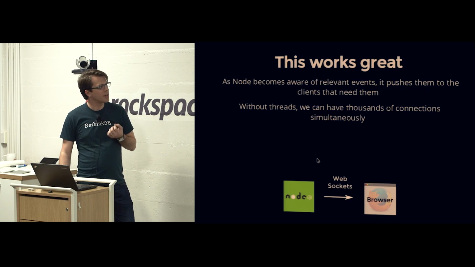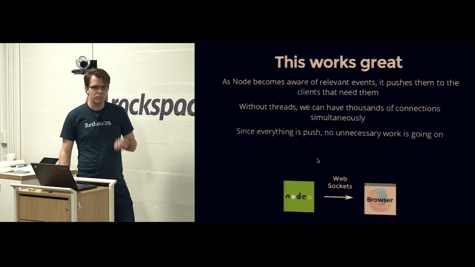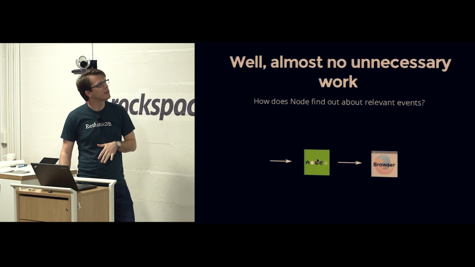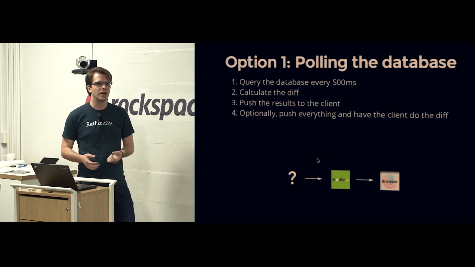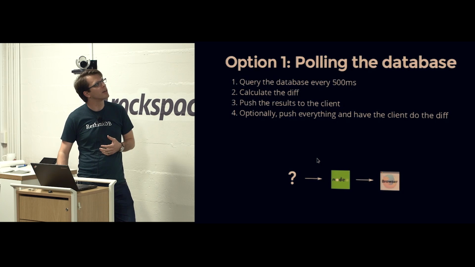We get to push stuff. We don't have to have thousands of threads. We can have mostly idle connections to the Node server, and you're not going to have any problems scaling. But if you want to get push to Node, how does Node get pushed information? Otherwise it's going to be polling something.